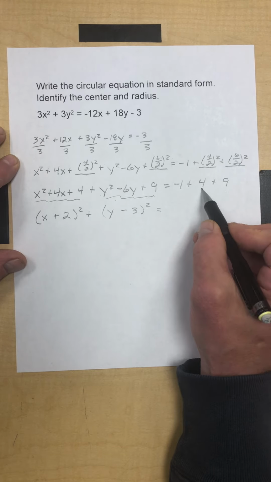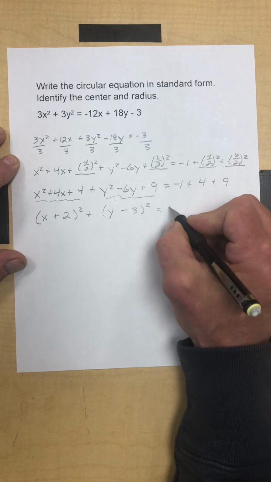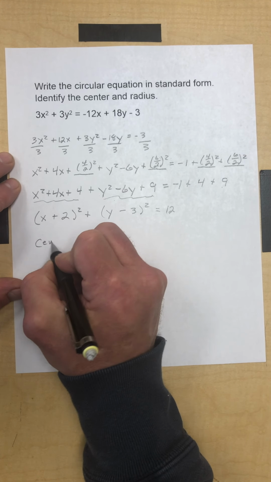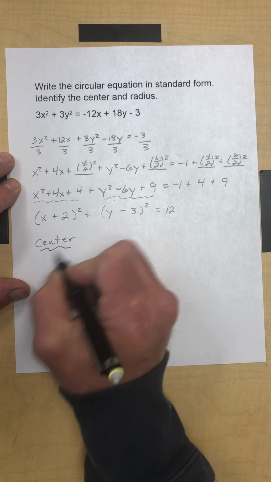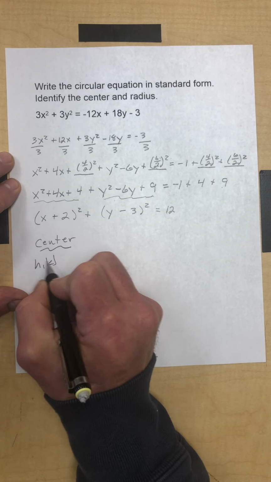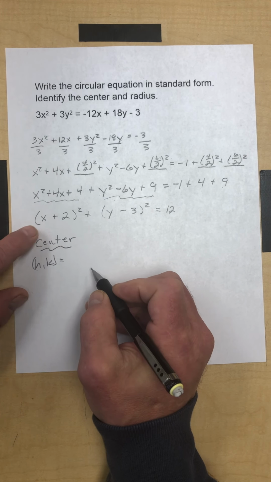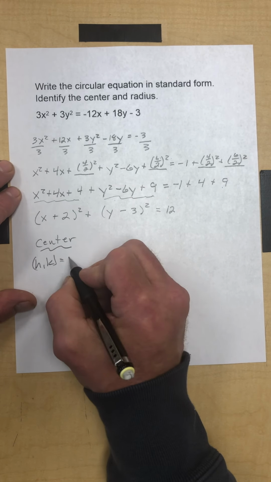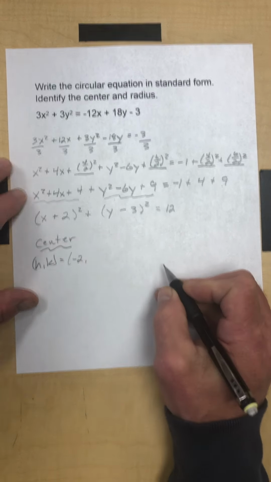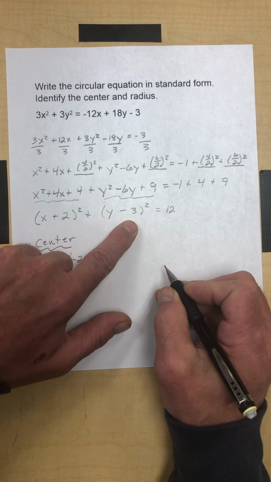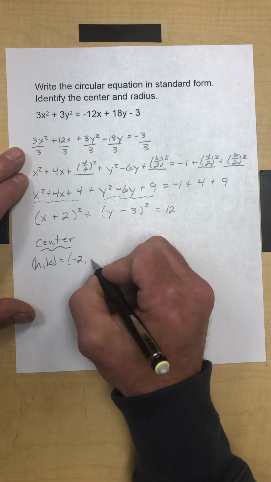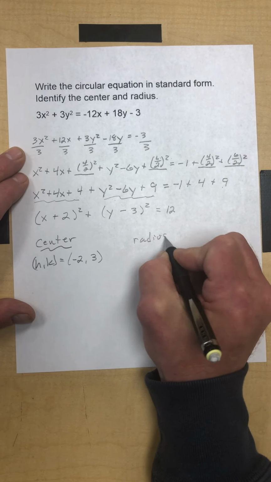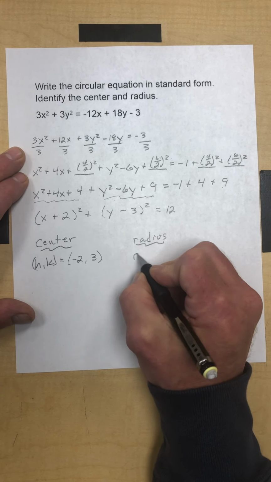Okay, let's see. This is 13, so I get 12 over there on the right-hand side. Okay, so my center, my (h, k), okay, let's see. This would be x minus a negative 2, so h is negative 2. This would be y minus k, so y minus 3, so k is 3. Okay, and then my radius is the square root of this guy.